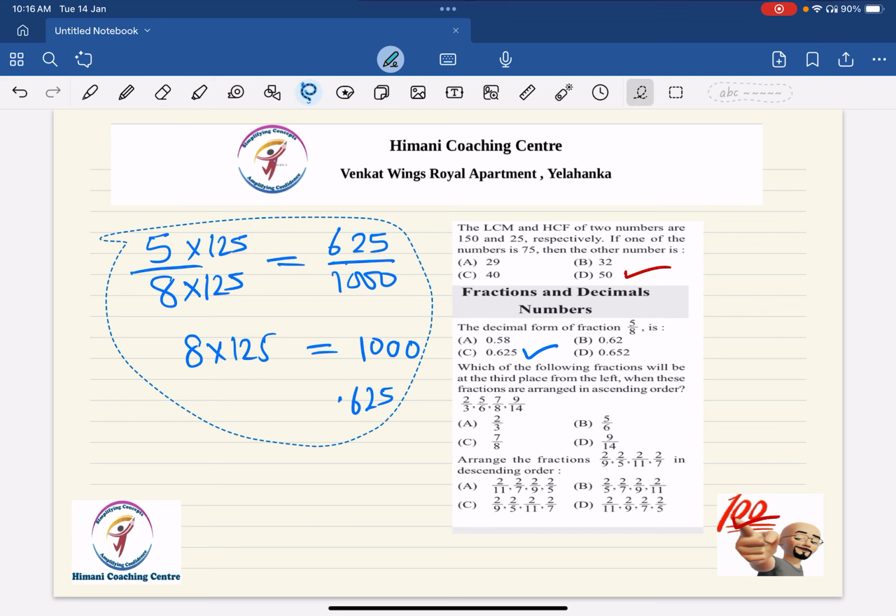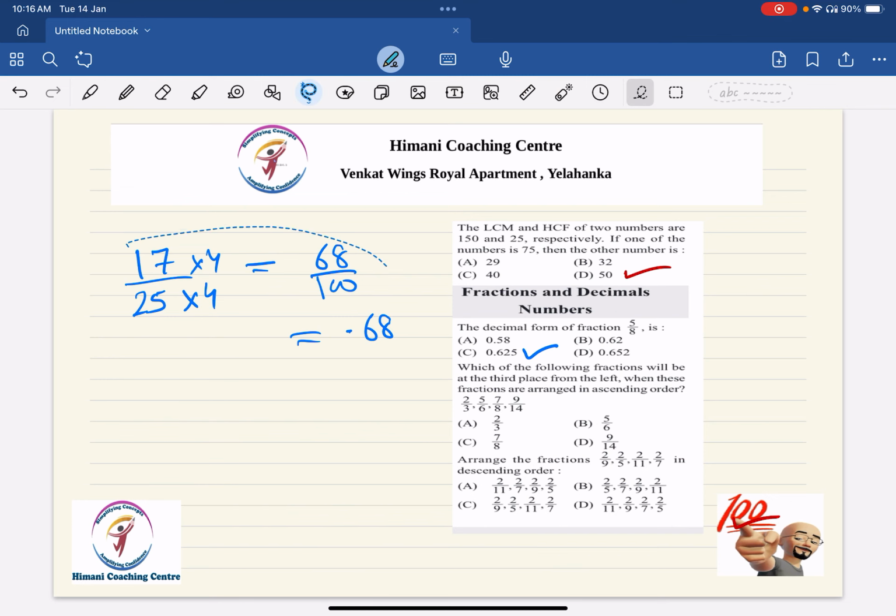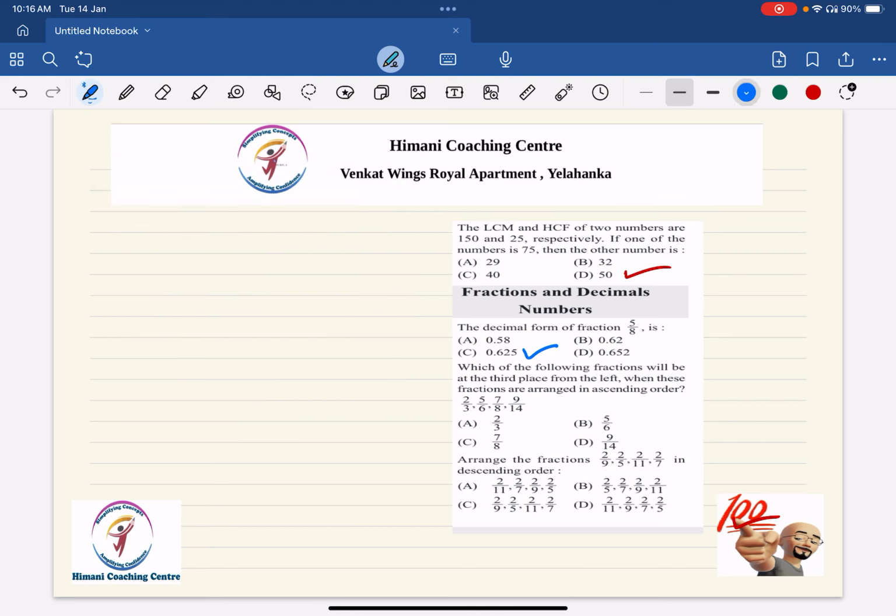Okay. Likewise, let us say you are asked a question. Let us take one question: find 17 by 25. Now 25 times 4 is 100. So just multiply numerator and denominator by 4. So you will get 68 by 100. Now two zeros, so the answer should have two digits after the decimal, so 0.68. Okay. These are some of the tricks which will help you do the questions faster. Okay. Now let us move to the next question.